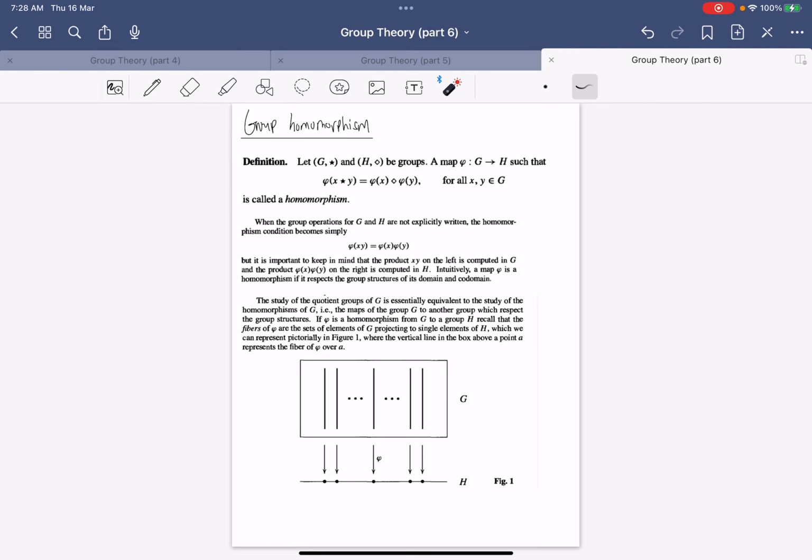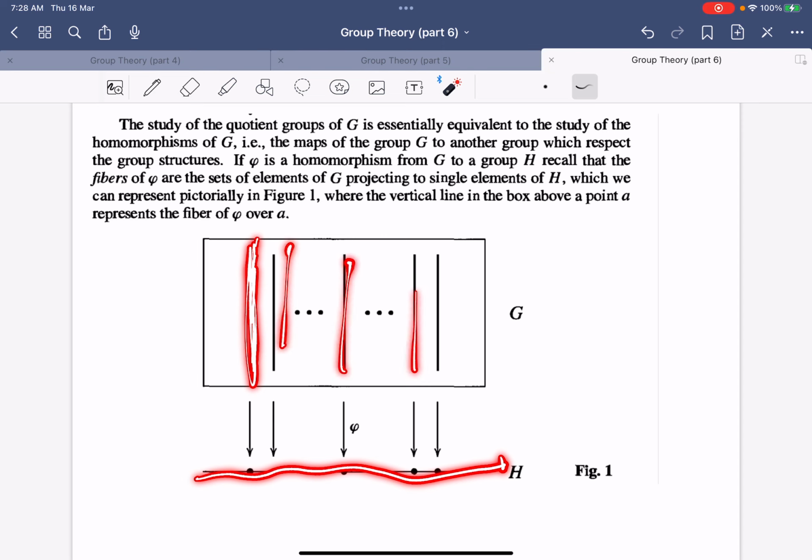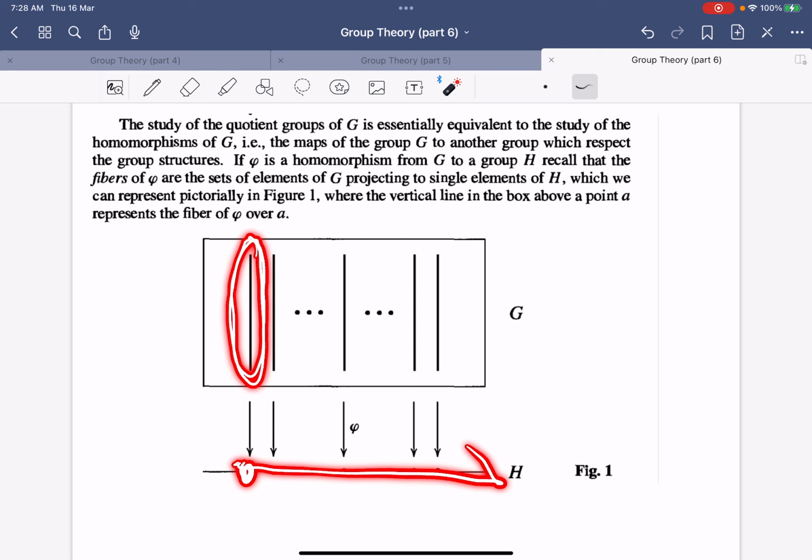And the picture shows how we can apply it to quotient groups. You can think of H as a subgroup, and we now take all the fibers in G and project down into H, meaning each representative here in H can be represented by these cosets. So you want the cosets to be represented by a single element now.